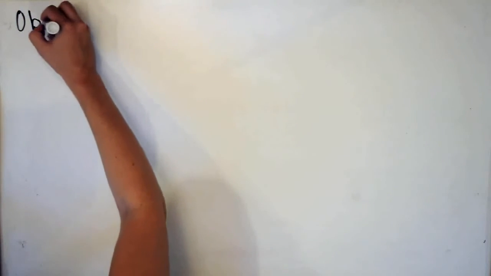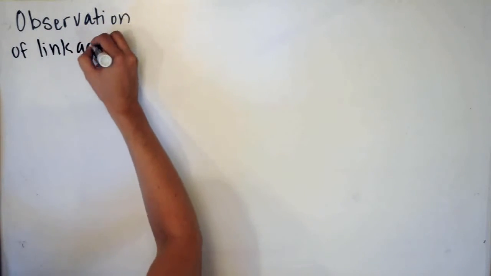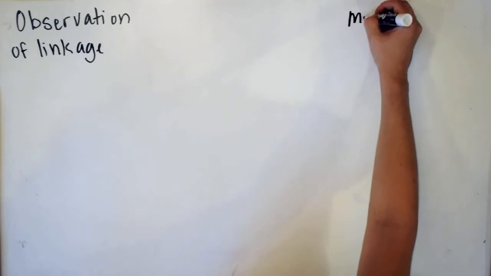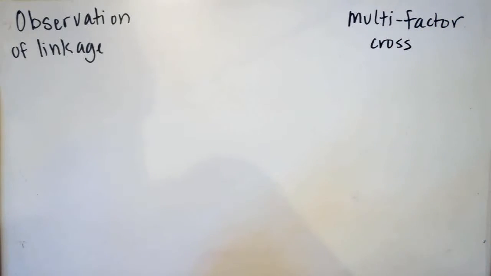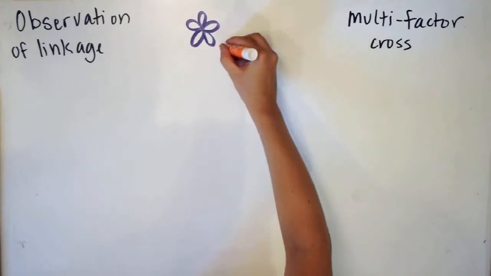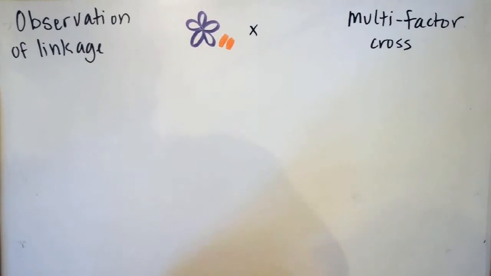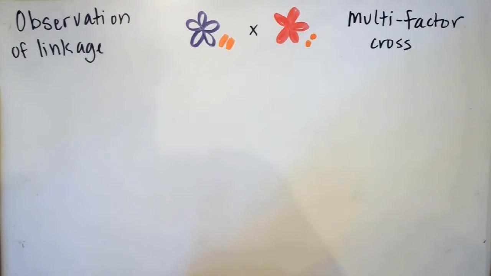How can we tell if two genes are linked? Multi-factor crosses can be used to detect genetic linkage because the phenotypic ratios of the F2 progeny do not fit the expected Mendelian ratios. For example, in a 2-factor cross of sweet peas, Bateson and Punnett crossed a true-breeding purple-flowered plant that had long pollen with a plant that had red flowers and round pollen.